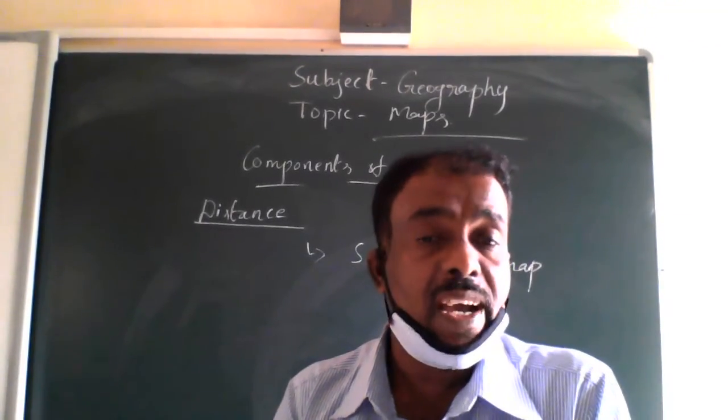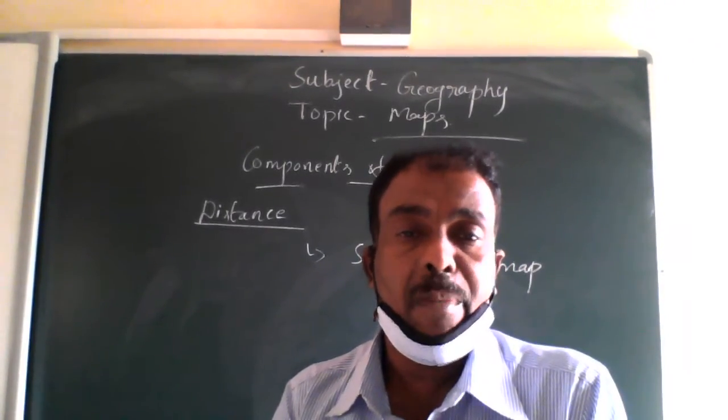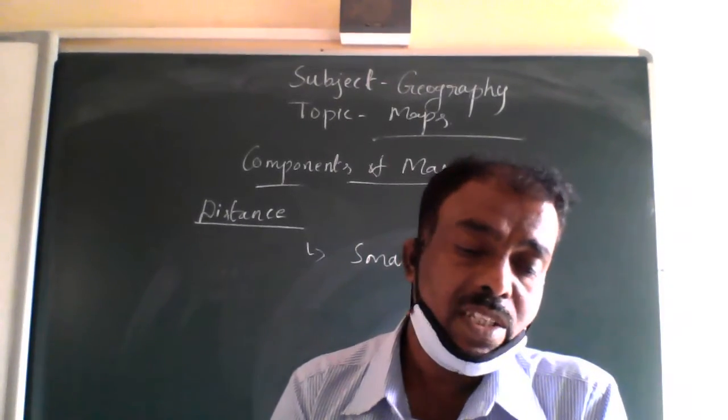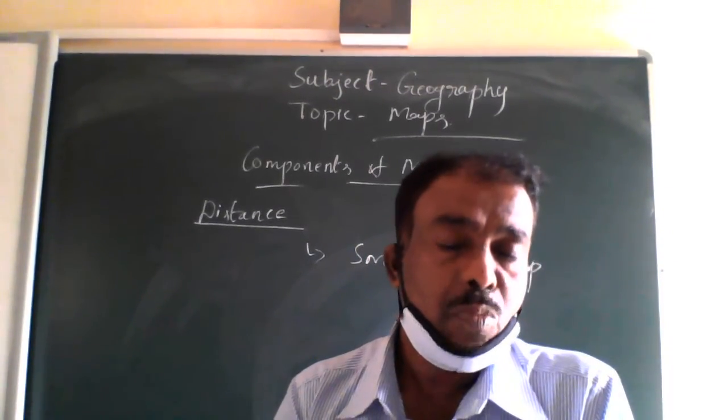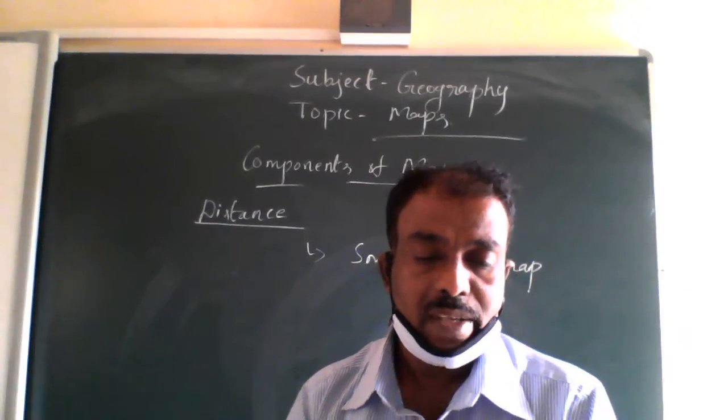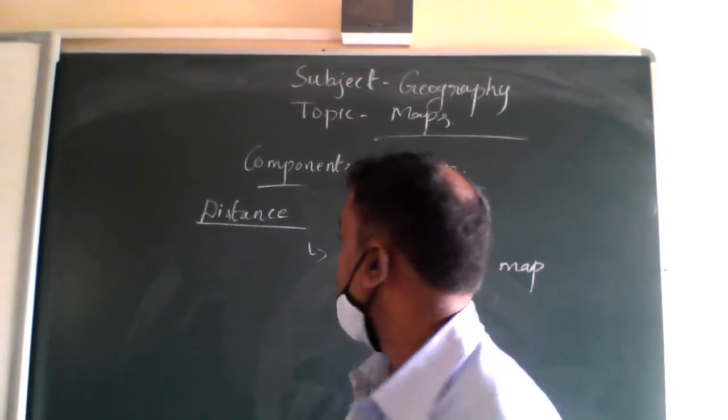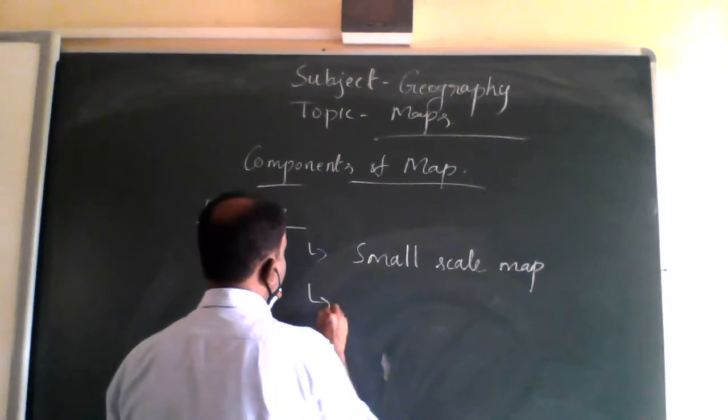We use only 5 centimeters, and this type we used to call a small scale map. So this type of map is called a small scale map. Okay, now again there is another one which is called a large scale map.